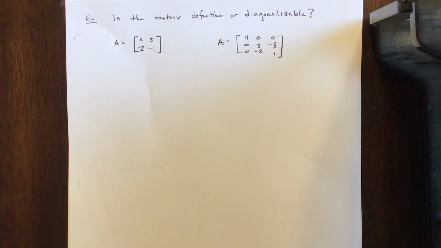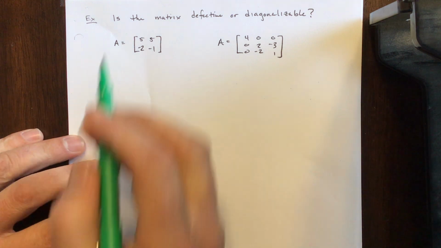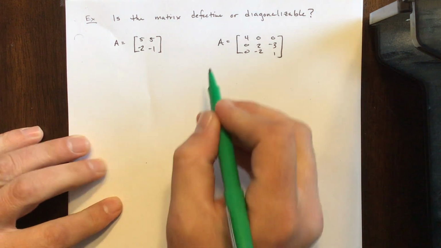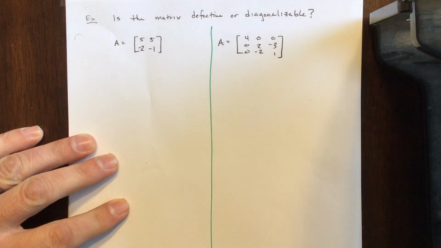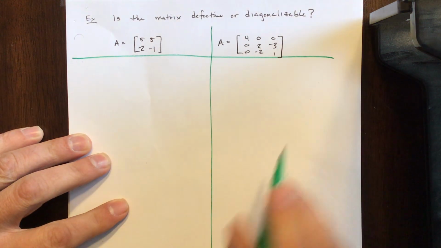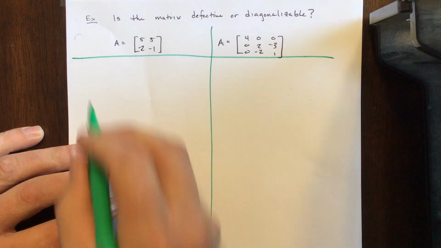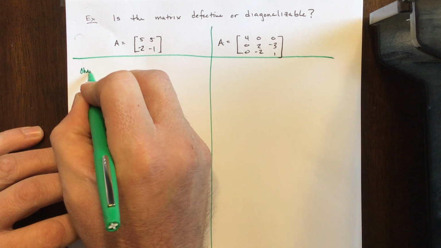So we have two matrices here. Is the matrix defective or diagonalizable? We'll look at the one on the left. So first thing is we compute the characteristic polynomial. I've run out of scratch paper, so I've got to make sure I use my space wisely. What's the characteristic polynomial here?